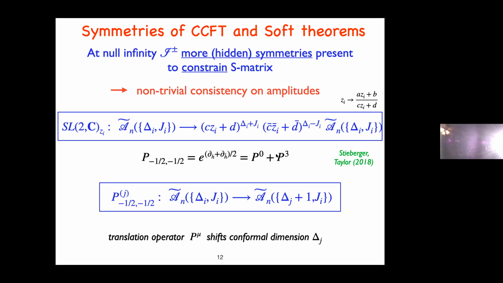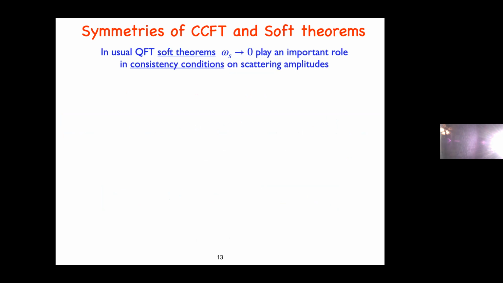You will find shifts. Now we would like to see, though, we learned, and I already mentioned at the beginning, that we expect more symmetries on this. So how do we see these? We will try to use soft theorems.